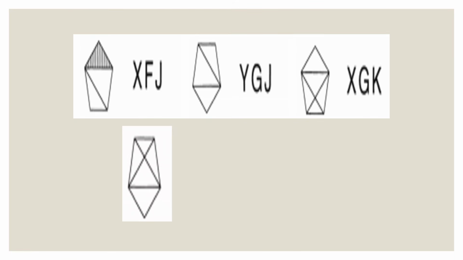Alright, so what we now have is a sequence of images again, and these images have inscriptions in them. The first one is XFJ, then we have YGJ, and then XGK. So basically what's being asked here is, what should be the inscription, or what should be the letters that would fit this figure that we have? What are the three letters for this?